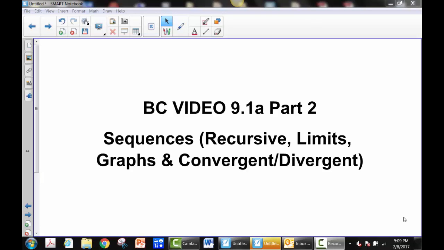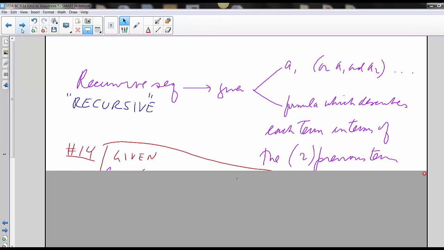Hi, welcome to BC Video 9.18 Part 2. More on sequences, recursive sequences, limits of sequences, graphs of sequences by hand and with the TI, and convergent versus divergent sequences. Okay, a recursive sequence is where they have to give you the first term.